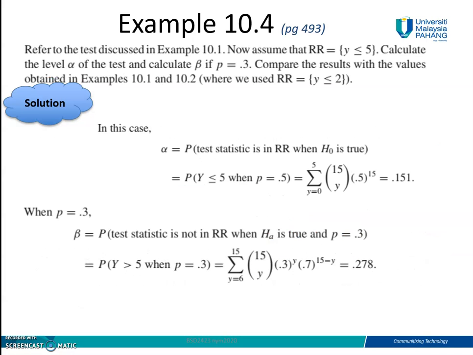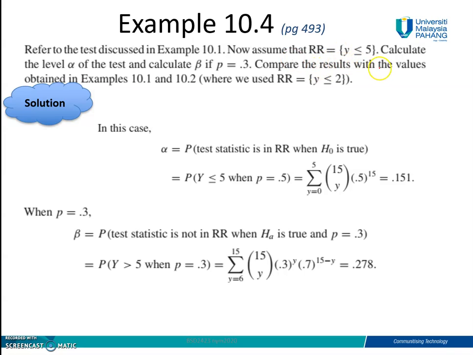So now we move to example 10.4, page 493. If you refer to the test discussed in example 10.1, now let's say we consider the rejection region to be Y less than or equal to 5. Before this we had 2, isn't it? So calculate the level of alpha for the test, and calculate beta if P equals 0.3.